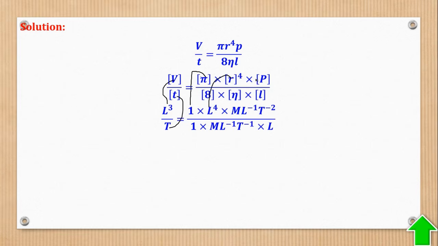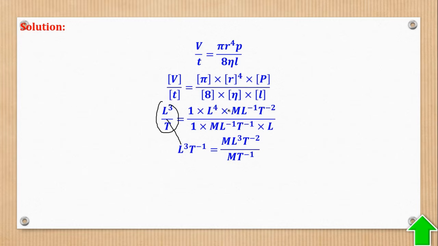Radius, it is capital L. Pressure, I think you remember this, we derived it already. Coefficient of viscosity, it was given in the question, and length, it is capital L. Then next is to use the laws of indices. This one becomes L cubed T to the power negative 1.